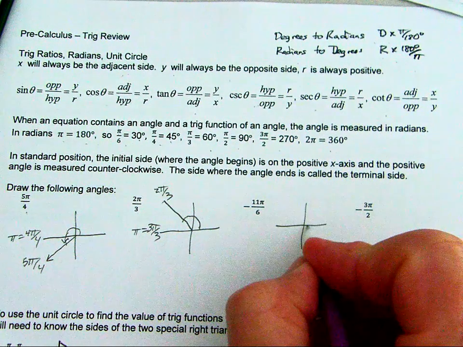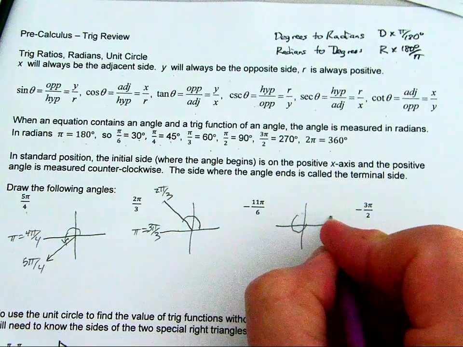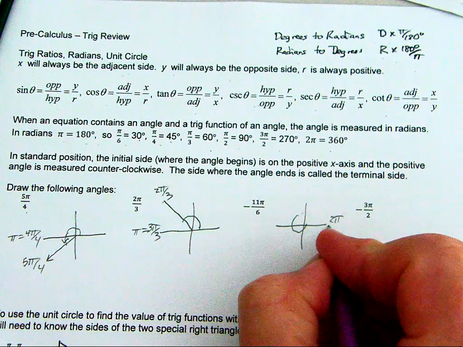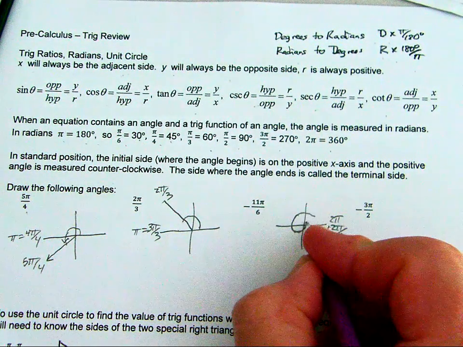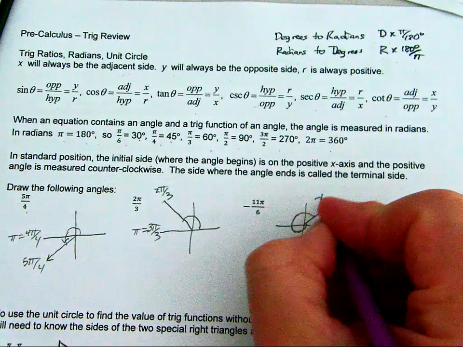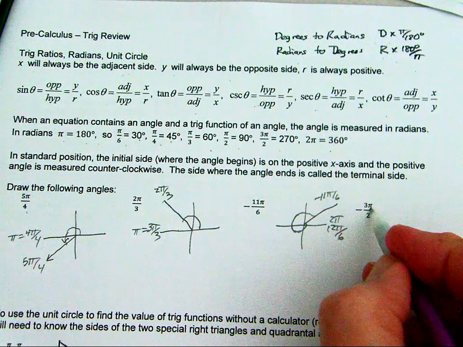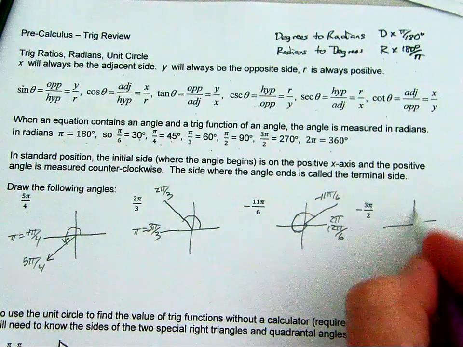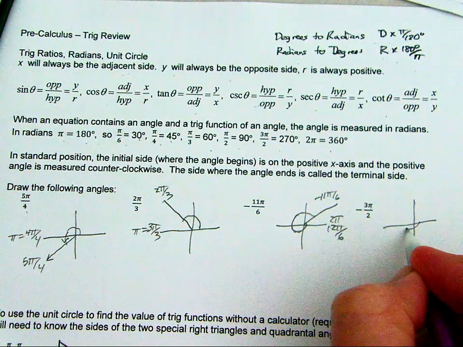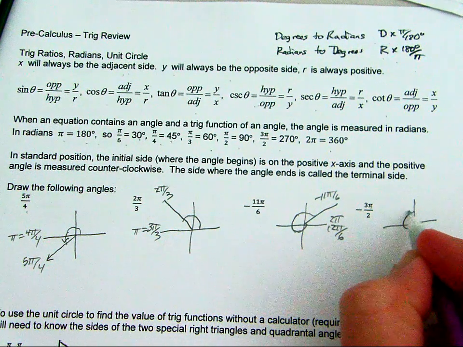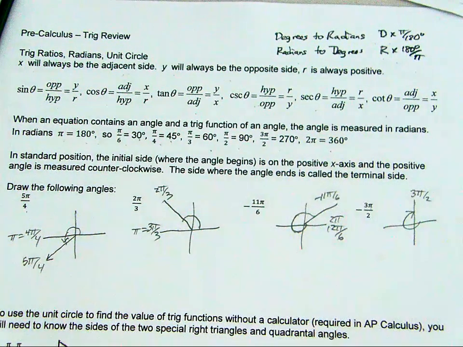A negative 11 pi over 6, so it's negative, so we go backwards. Well, all the way around backwards, all the way around to here would be 2 pi, which would be 12/6. So a negative 11/6 is going to stop a little short, so it's over here somewhere. And then negative 3 pi over 2, again, that's backwards. So if we go backwards, that'd be pi over 2, 2 pi over 2, 3 pi over 2 would be right here.